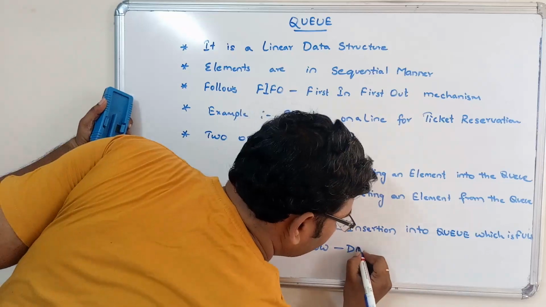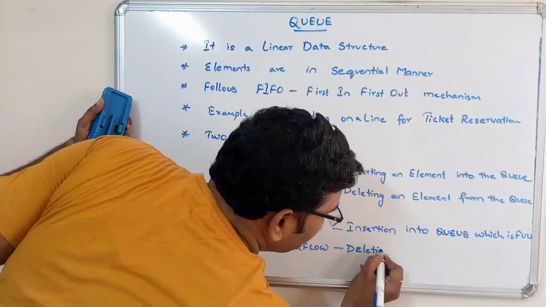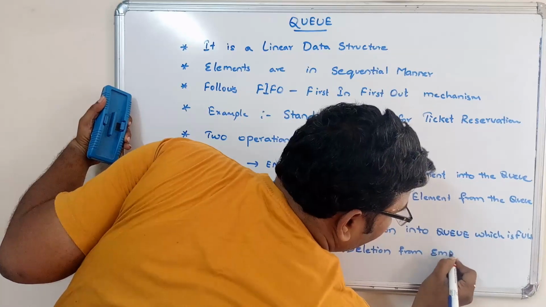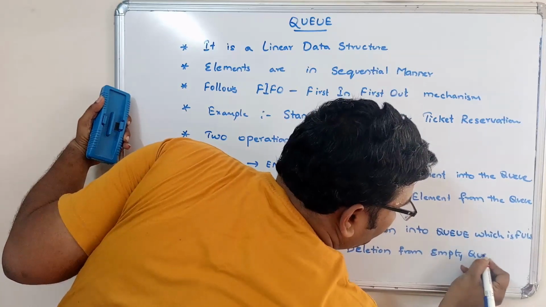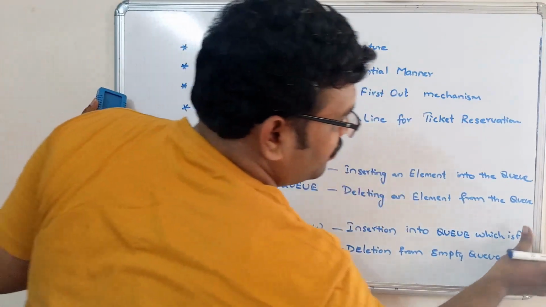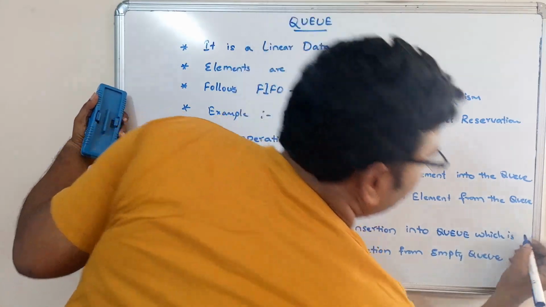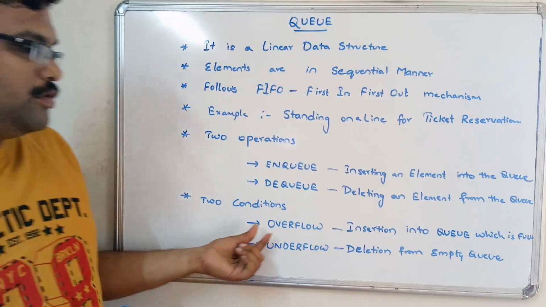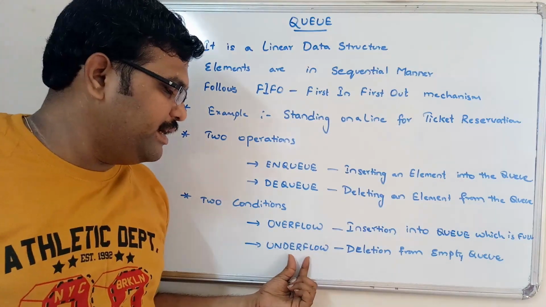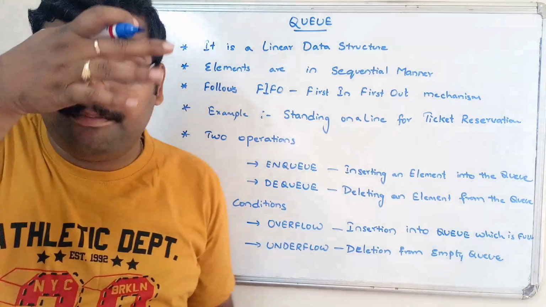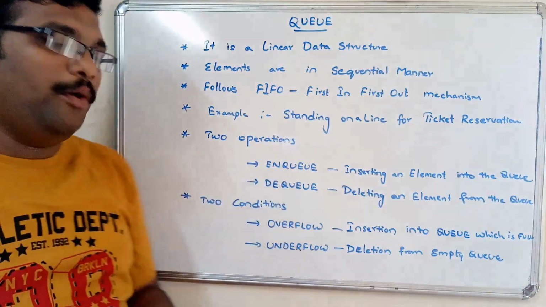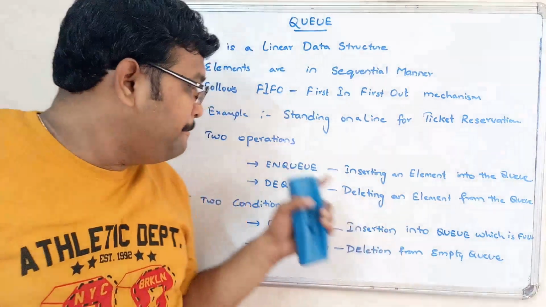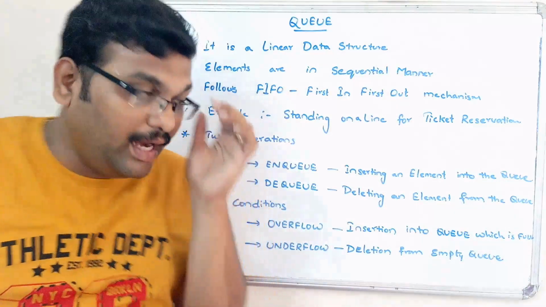Underflow means deletion from an empty queue. Full is called overflow. This is called underflow. So the overflow condition must be checked in the enqueue operation, and the underflow condition to be checked in the dequeue operation.